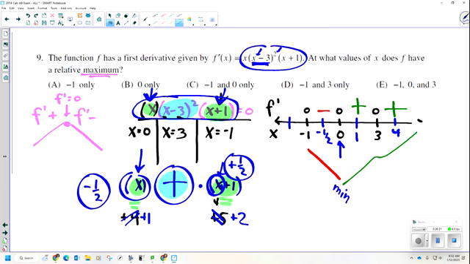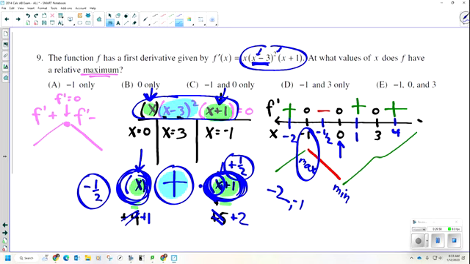Let's pick, I don't know, negative 2. If I throw a negative 2 in for this x, I get a negative 2. If I throw a negative 2 in for this x here, I get negative 2 plus 1, which is negative 1. I multiply a negative times a negative. There's my positive. Boom, that's up, which means I have a max at x equals negative 1 only, and that's choice A.